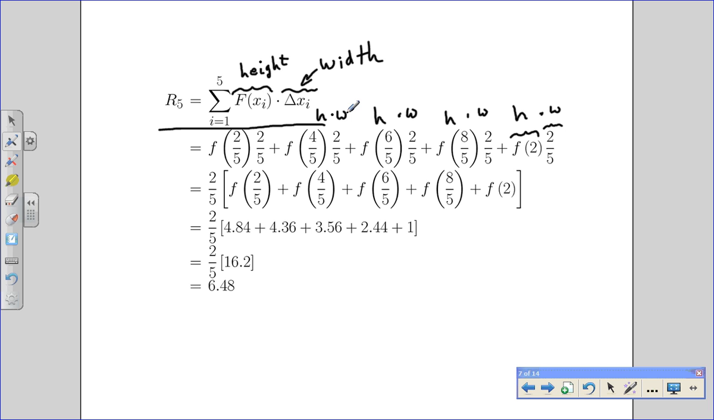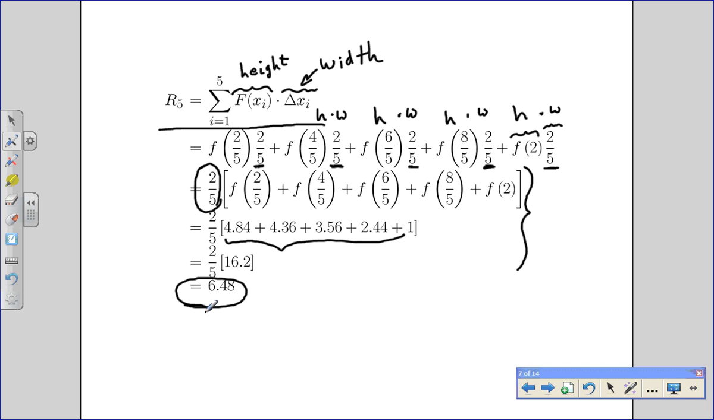And so you add up all those areas, and the rest of this is just a little bit of algebra. Because I had the same width for each one of these rectangles, I could pull that out front, factor out the 2/5, and then you don't have to multiply it every time. You add up all the heights, you multiply by 2/5, and you get an estimate of 6.48. And as we said, that estimate is low.